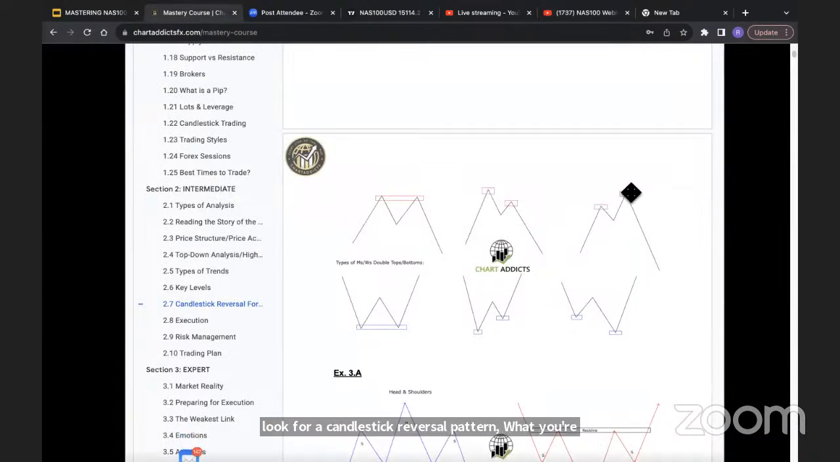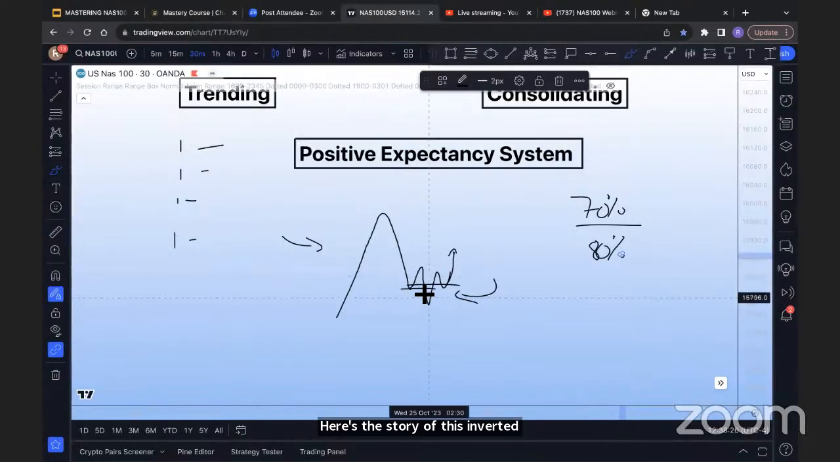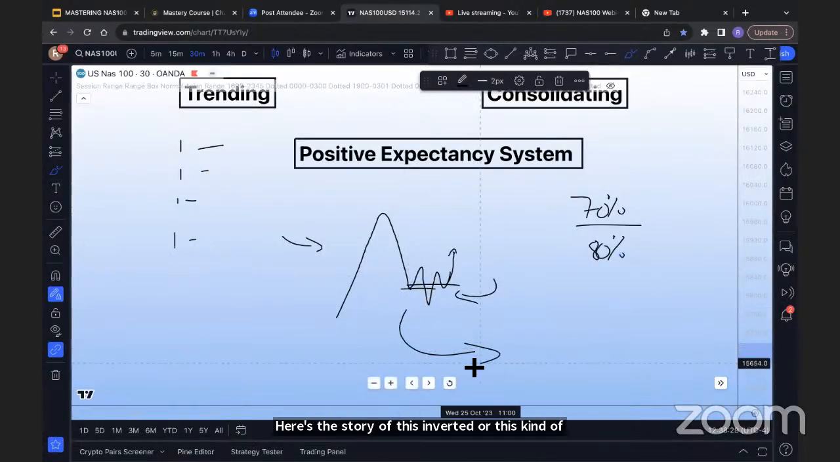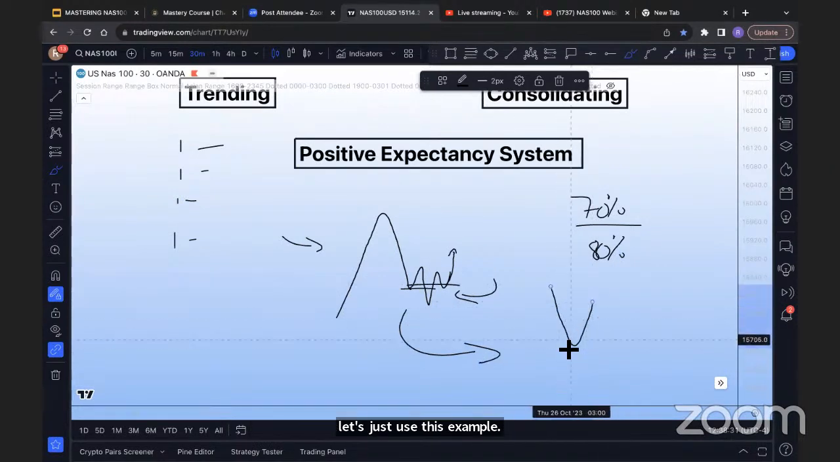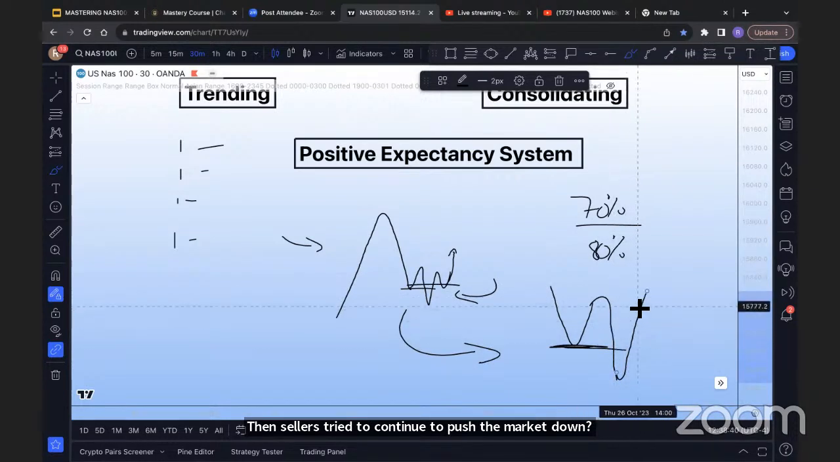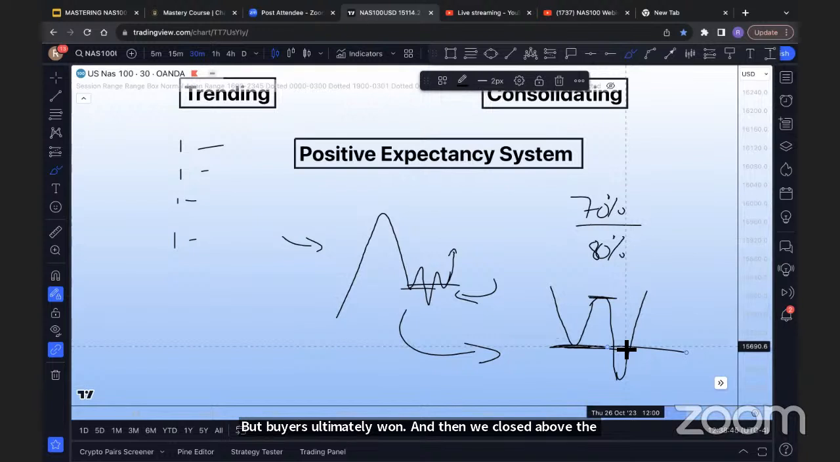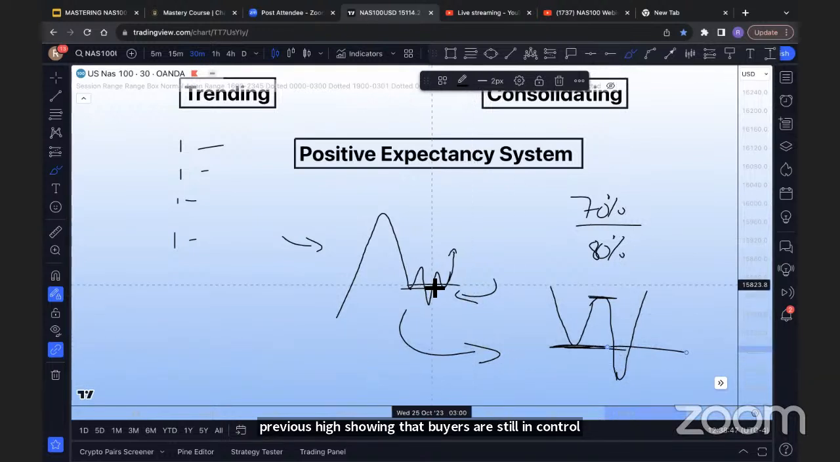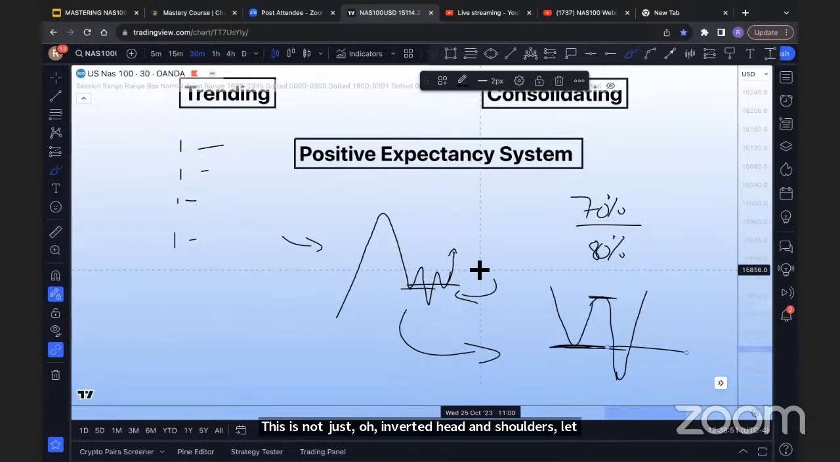Here's the story of this dislocated double top. The story would be, and actually, let's just use this example. Let's look at the inverted head and shoulders. The story is that buyers first respected that support level. And then sellers tried to continue to push the market down, but buyers ultimately won. And then we closed above the previous high, showing that buyers are still in control. This is not just, oh, inverted head and shoulders, let me buy it. No, there's a story and a context associated with what the market is doing based on these patterns.